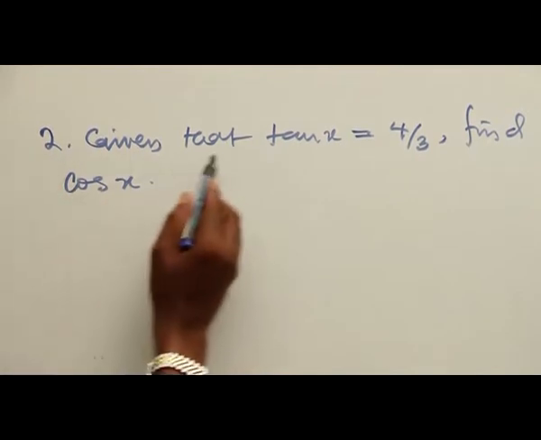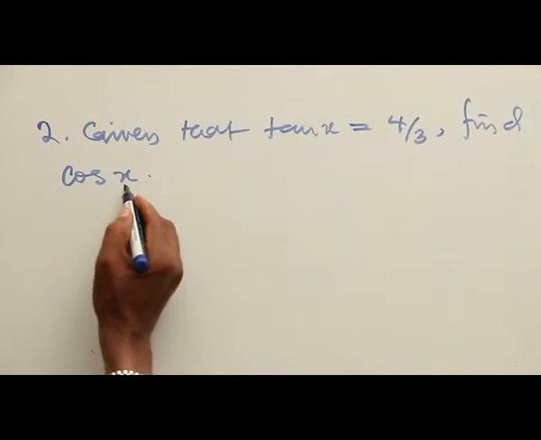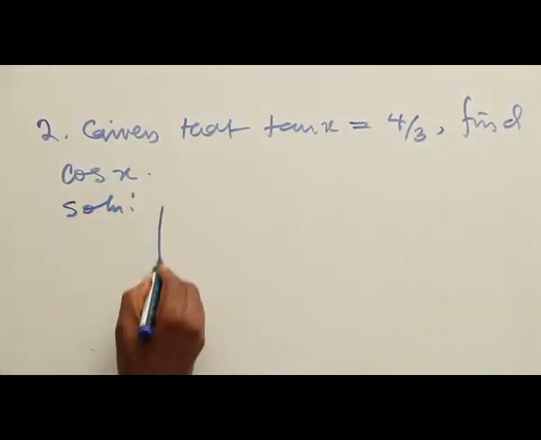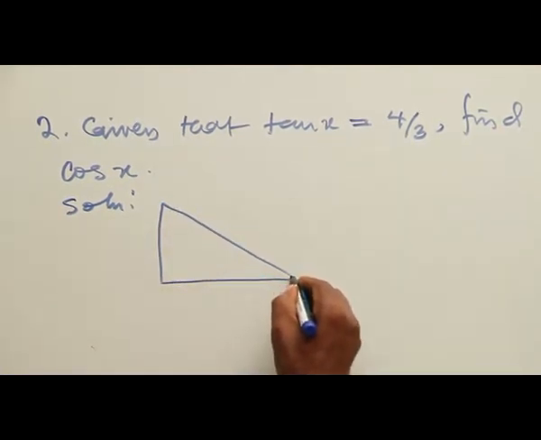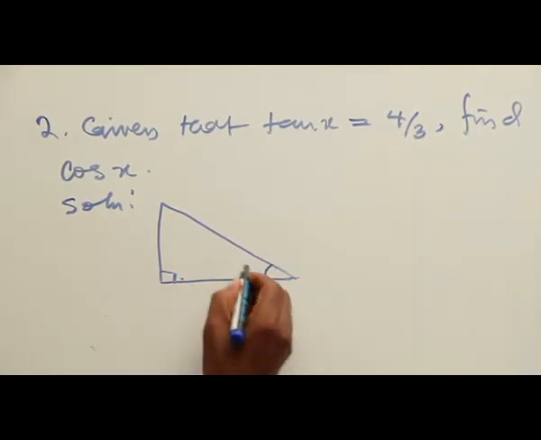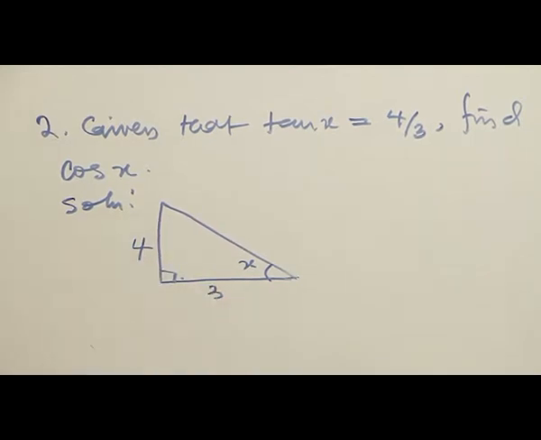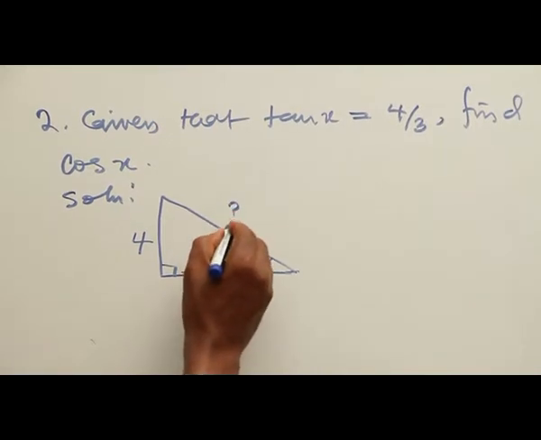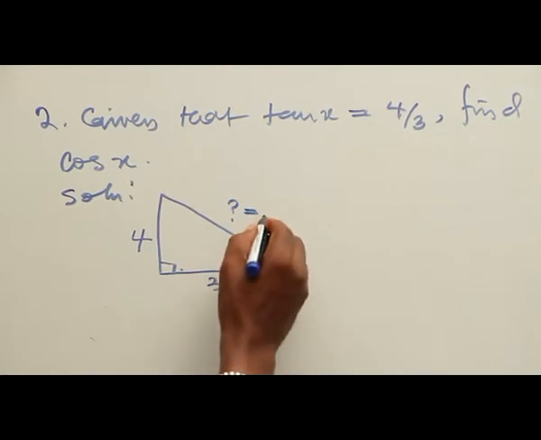Example number 2. Given that tan S is equal to 4 by 3, find cos S. Our solution: sketch a right angle triangle, and then this is your angle S, opposite over adjacent, and then of course we can find this side. Let's call it L.